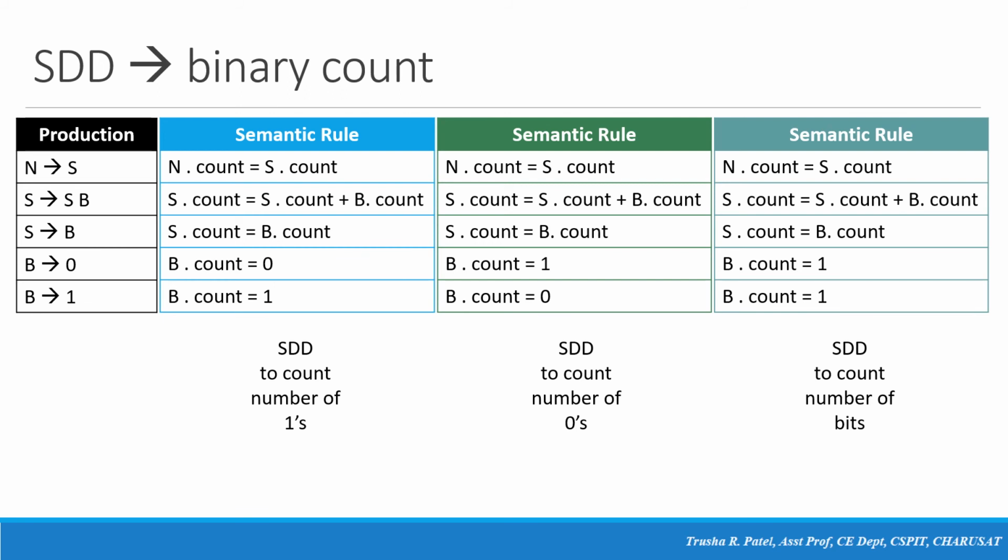So now you can see that we have only one grammar, but if I change the semantic rule, my SDD is changing. For the first set of semantic rules, my SDD will only count the number of ones present. For the second semantic rule, it will count only the number of zeros which are present. And for the third set of semantic rules, it will count all the bits which are present in my number.